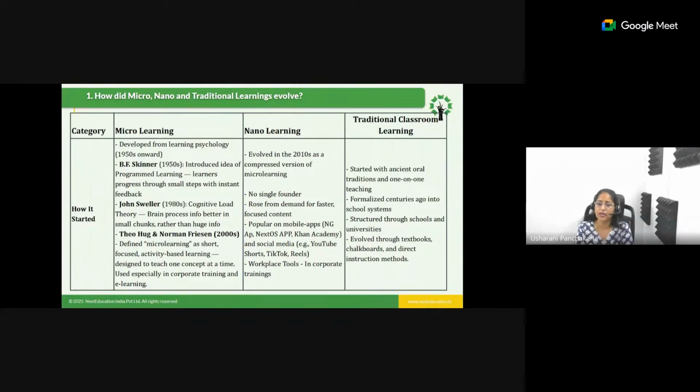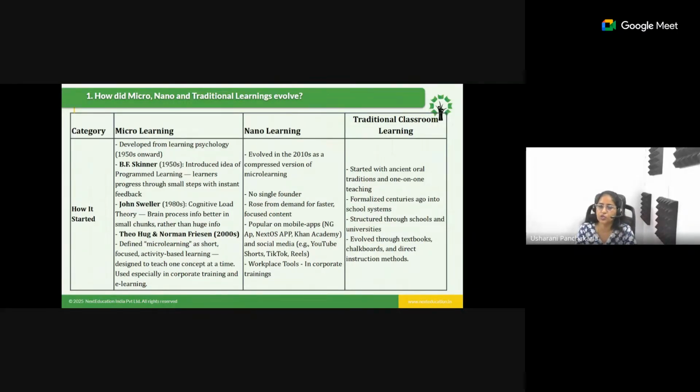Now coming to Skinner, he introduced the idea of programmed learning, where learners progress through small steps with instant feedback. So here, small bits and pieces of information are given, and the learning happens step by step, with instant feedback. When you are learning in a 2 minute video, then there is feedback given, followed by again a 2 minute video, then again you get the feedback. This is where the content has been planned, and this is what you call programmed learning, which has been introduced by Skinner.